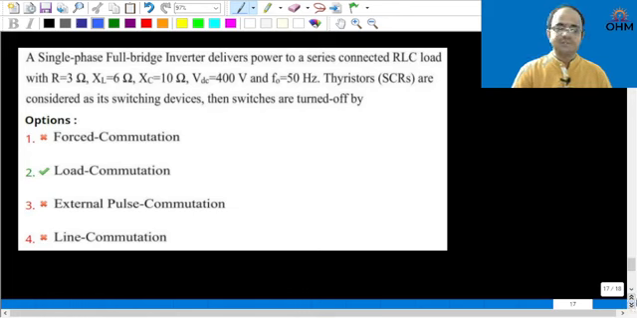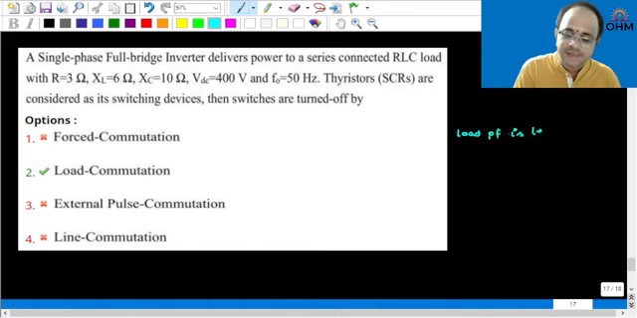Now the next question, this is also a straight question itself. A single phase full bridge inverter delivers power to a series RLC load with the resistance 3 ohm, XL value 6 ohm, XC value 10 ohm. Source voltage and output frequency are given. Thyristors are considered as the switching devices, and the switches are turned off by. Now here, if the load power factor is leading or lagging, accordingly the commutation scheme will be decided. Okay. Suppose, for the given case, load power factor is leading.